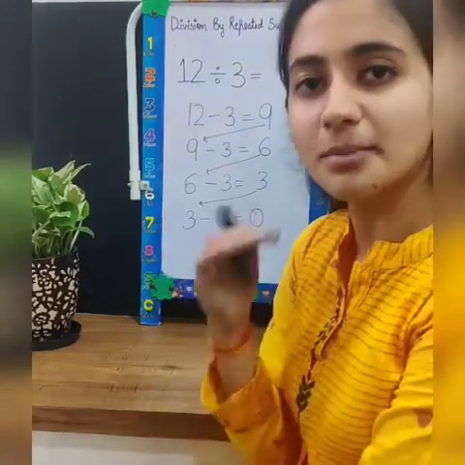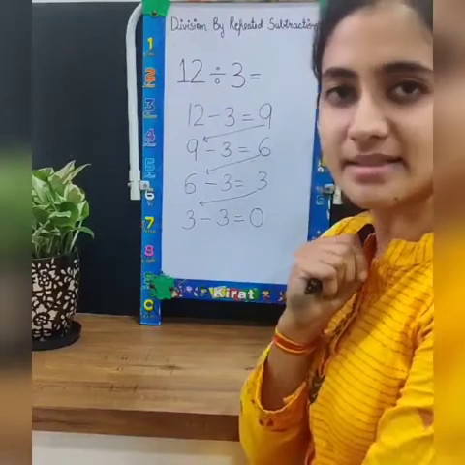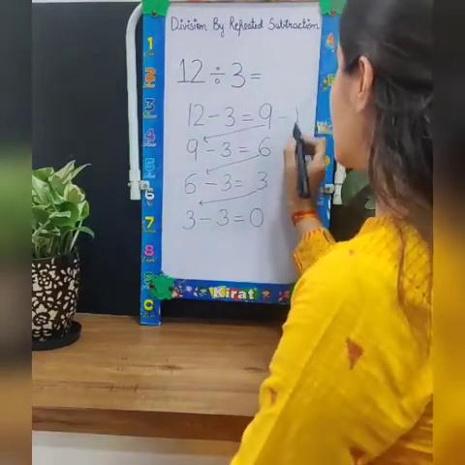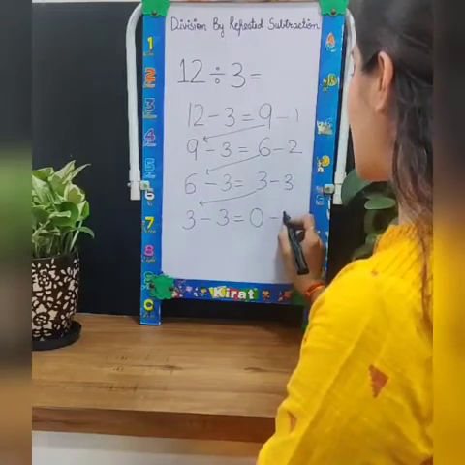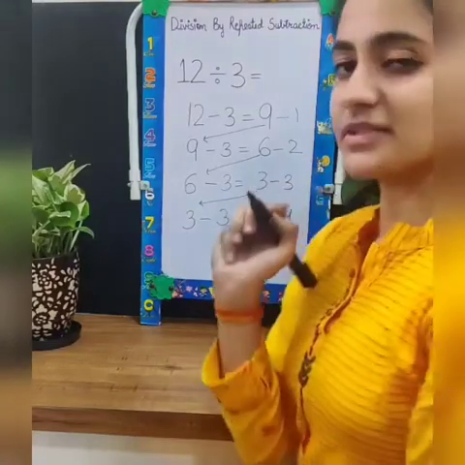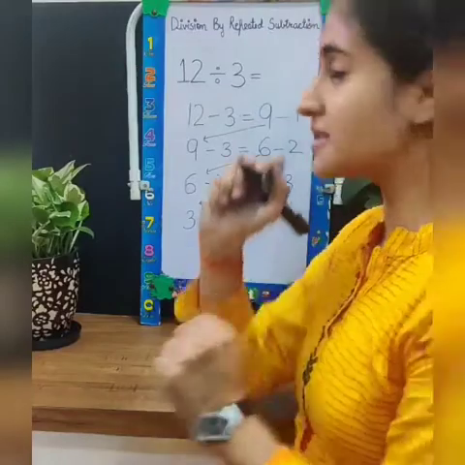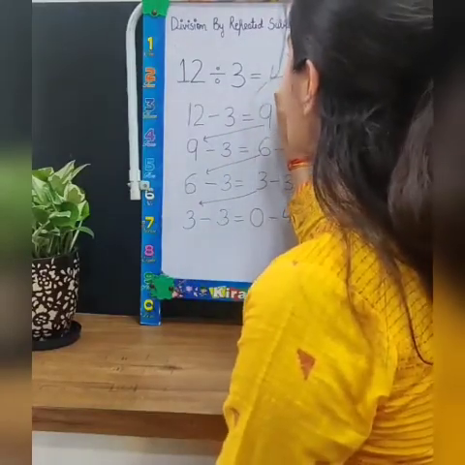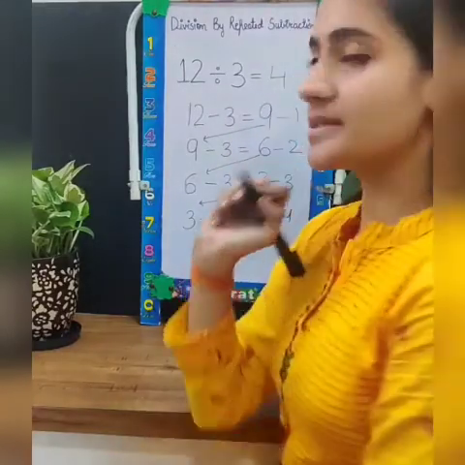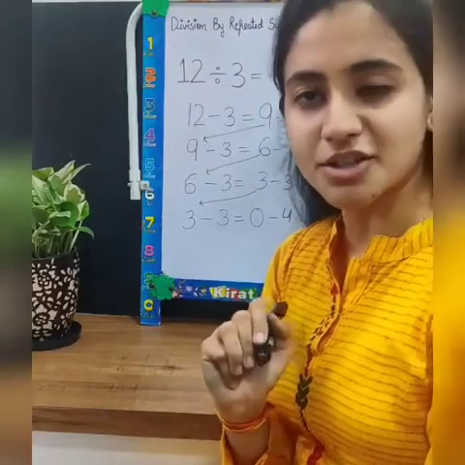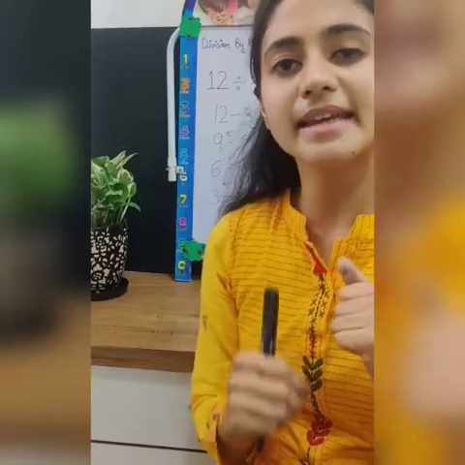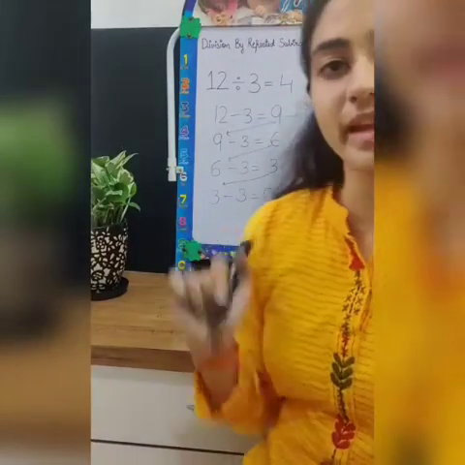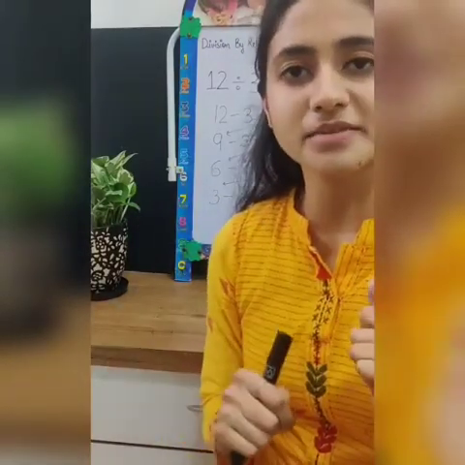Now we will count the number of times we have subtracted the divisor. So 1, 2, 3 and 4. We have subtracted the divisor 4 times. So our answer will be 4. This is how we do repeated subtraction. We keep on subtracting the divisor from the dividend till we get the answer as 0, and then count the number of times we have subtracted the divisor.